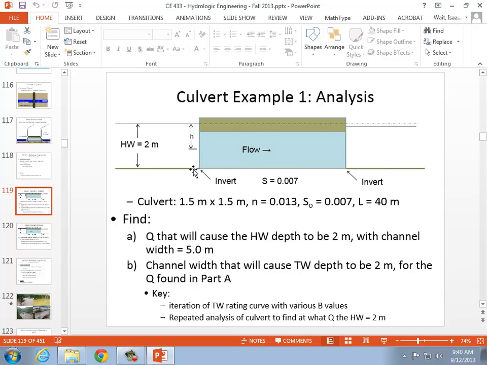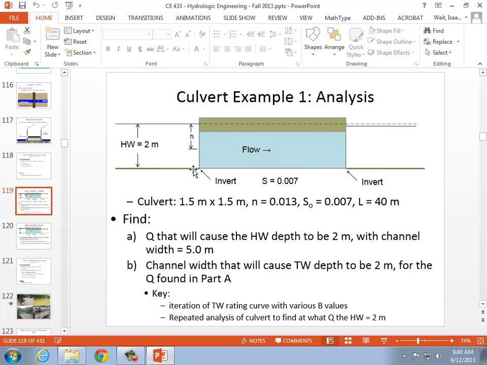Okay, so if the slope is 0.7% and the length is 40 meters, then that will make this elevation equal to 100 plus 40 times 0.007. And so the elevation is 100.28 meters. So that is this elevation.